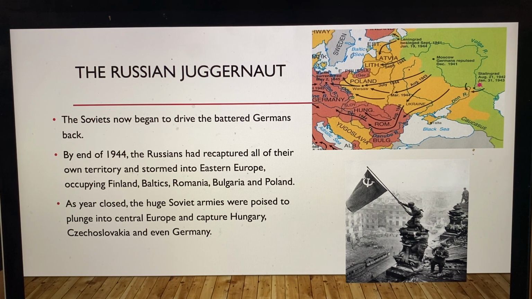As the year closed, the huge Soviet armies were poised to plunge into Central Europe and capture Hungary, Czechoslovakia, and even Germany. So the Russians went in from the east, capturing Hungary, which was under Nazi control, and Czechoslovakia, which was one of the first areas that Hitler conquered, right? And now even the Soviets were going into Germany and attacking Hitler's Nazis even in their home country.